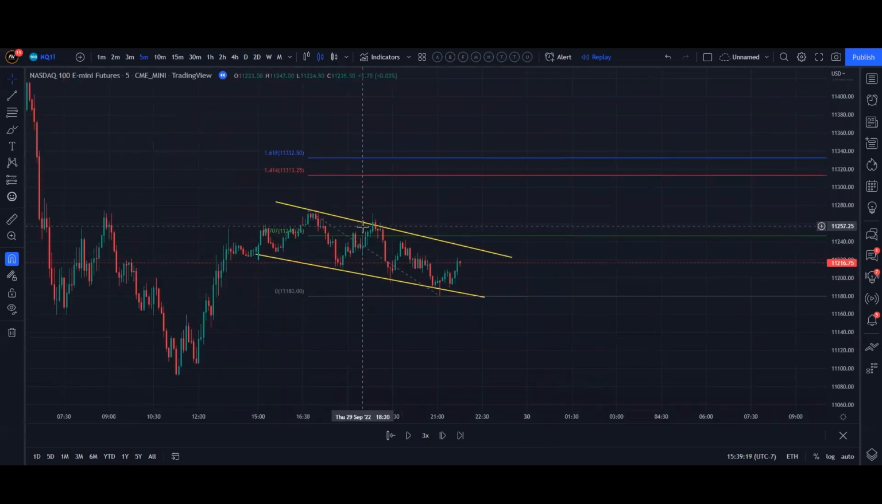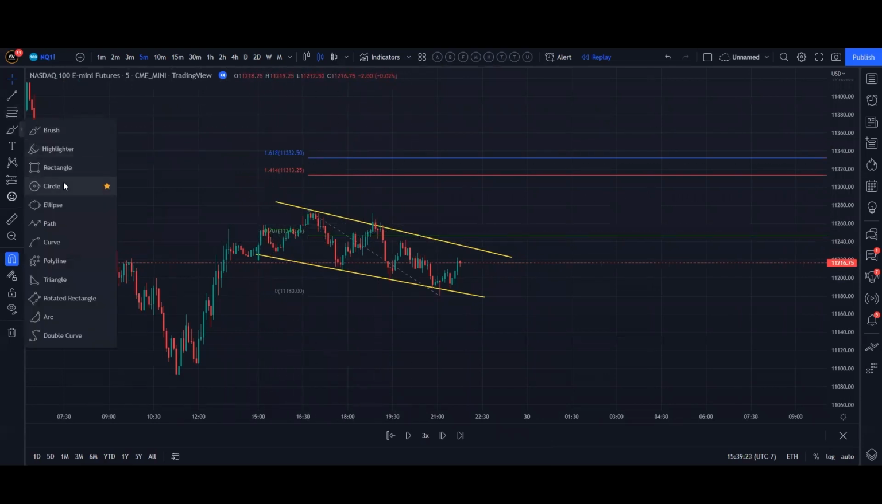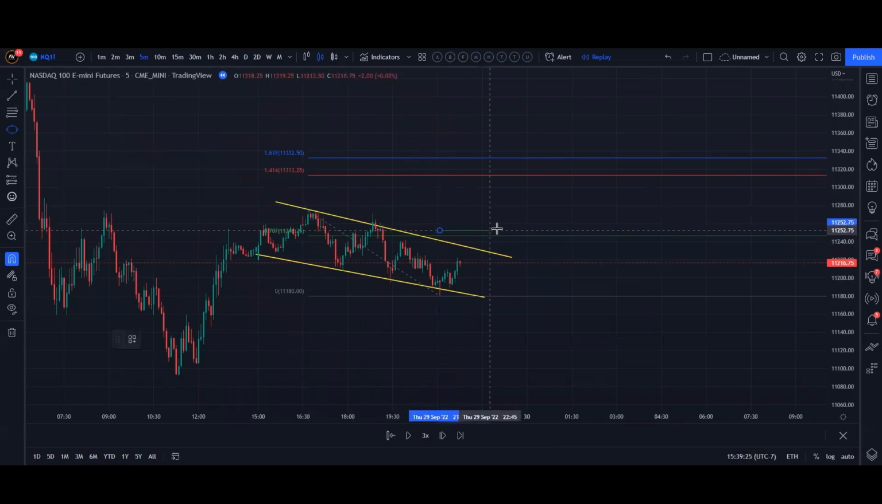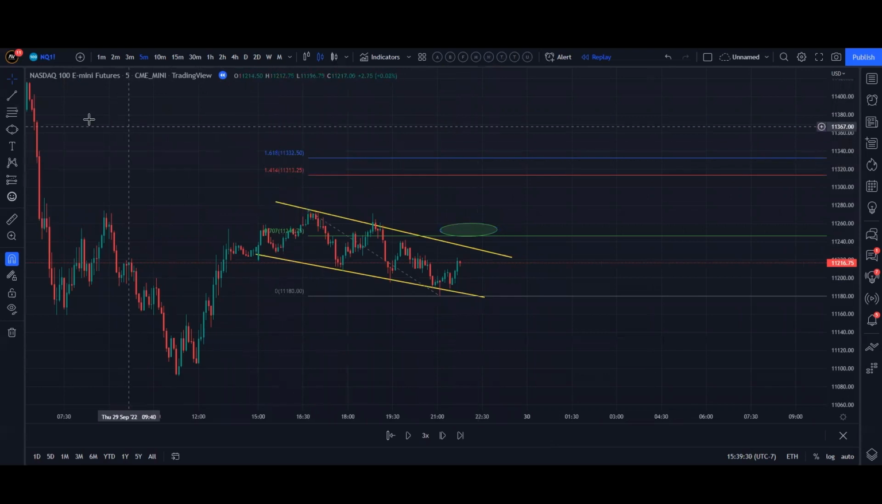So how are we going to go about this? Well, remember the 0.707 level is our entry point. So I'll go ahead and draw out our entry there. This will be our entry point right here. And then we're going to use the 1.414 and 1.618 as price targets.